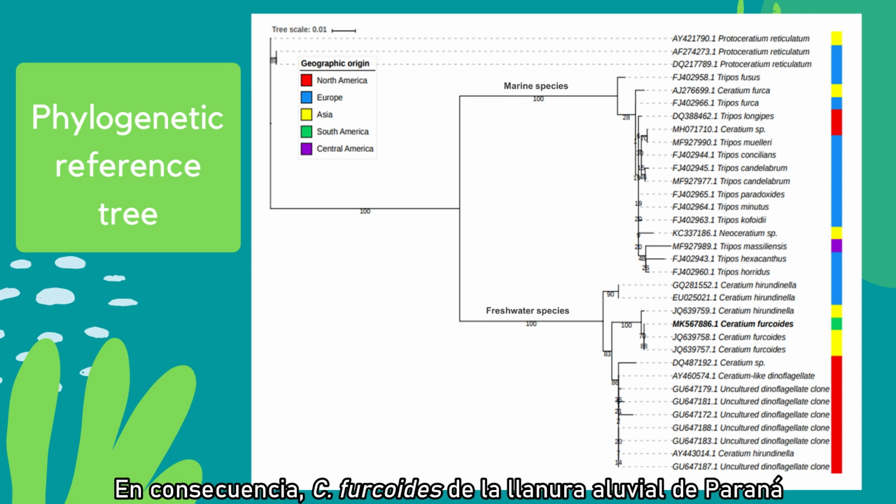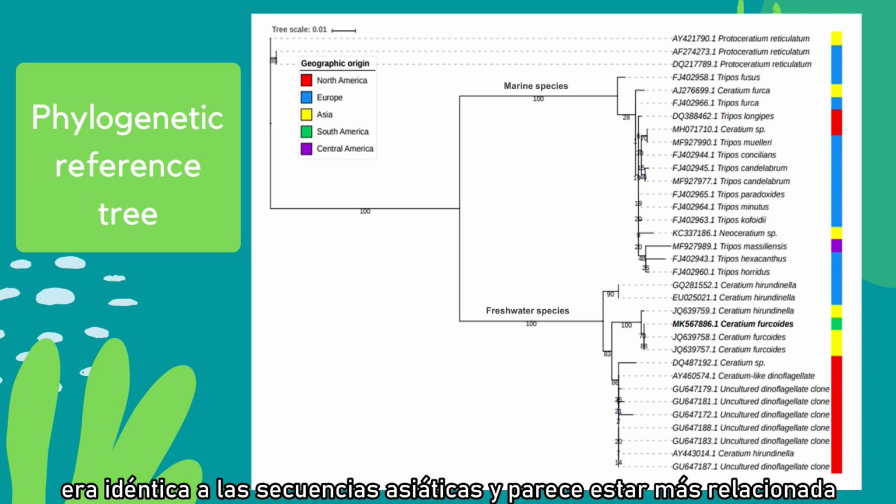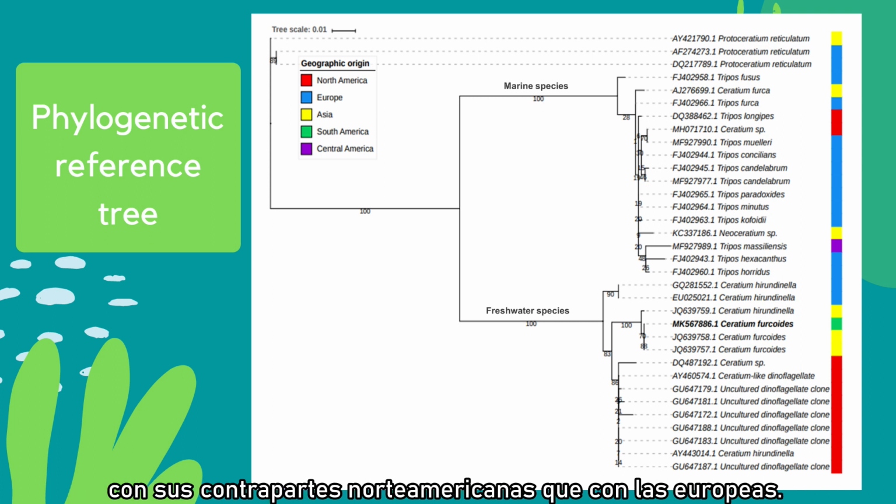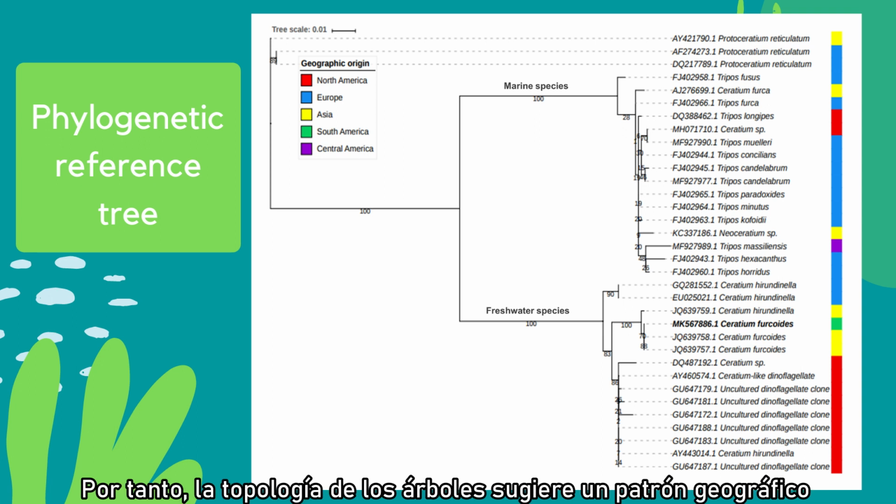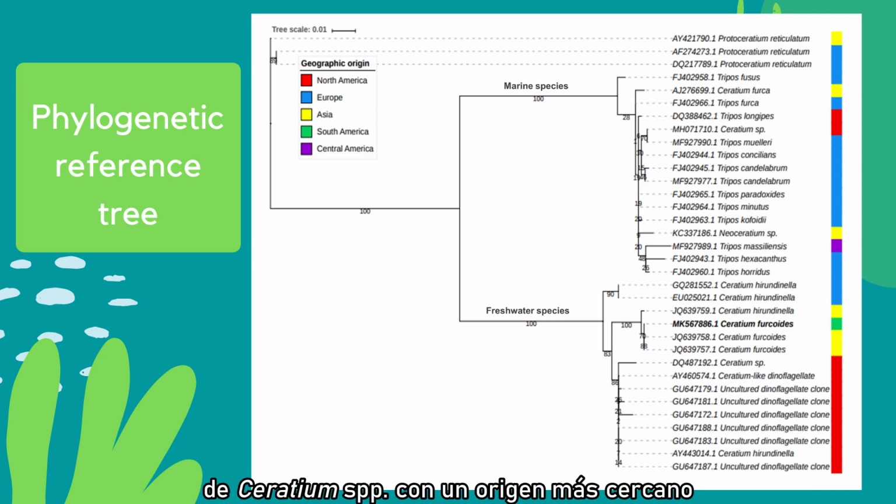Accordingly, Ceratium furcoides of Paraná floodplain was identical to Asian sequences and seemed to be more related to its North American counterparts than to the European ones. Hence, tree topology suggests a hierarchic pattern of Ceratium species with a closer origin for Asian and South American populations.